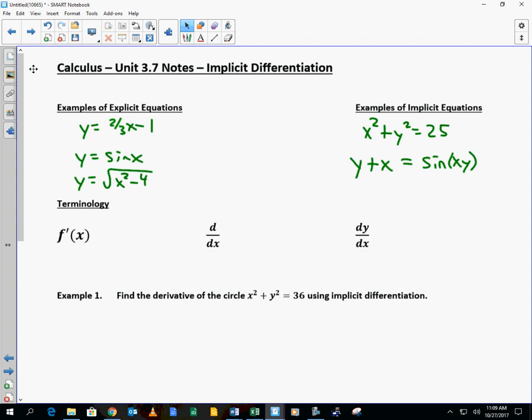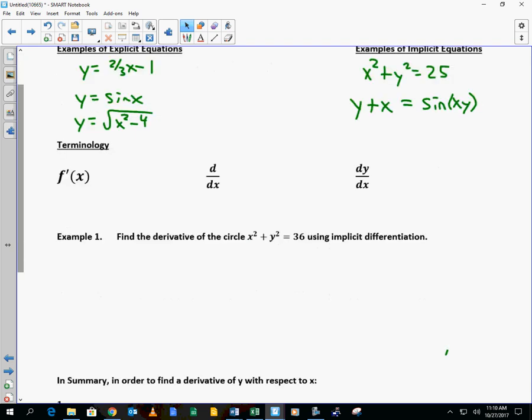So far, you've learned how to take derivatives of functions. What about things that are not functions? Look at the next one. y plus x is equal to sine of xy. That looks very challenging. But the fact is, we can find those derivatives. In order to find those derivatives, we need to understand some terminology.